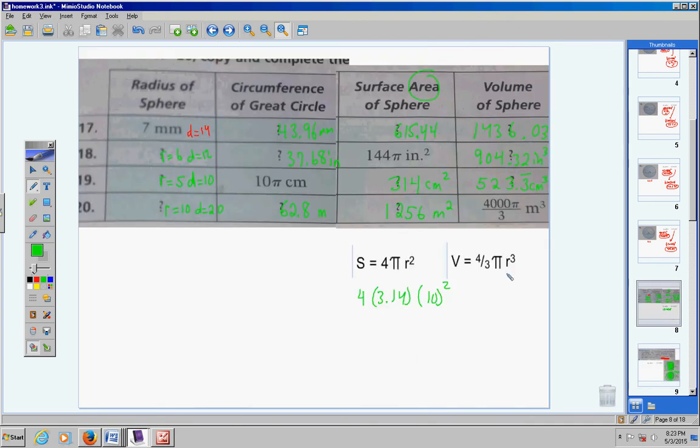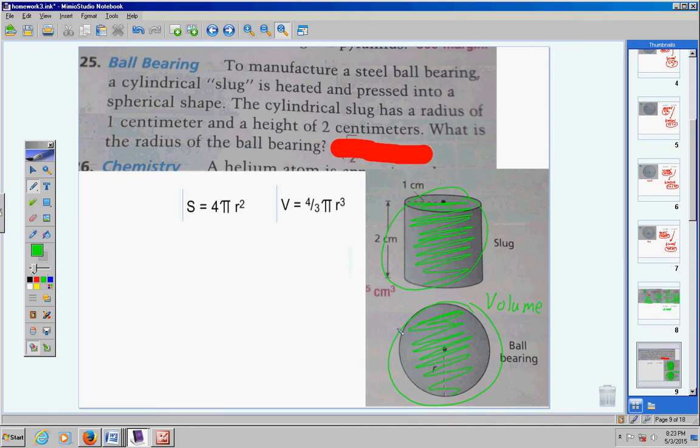Now let's go back a page. We just did a bunch of problems where if I gave you the volume, you could definitely find the radius, right? Sure you could. In fact, the last problem, number 20, I gave you the volume and you found the radius, or we did together. So if you want to find the radius of this bearing, then you've got to find the volume. And if you want to find the volume of this bearing, then you better find the volume of the cylinder because they're the same.